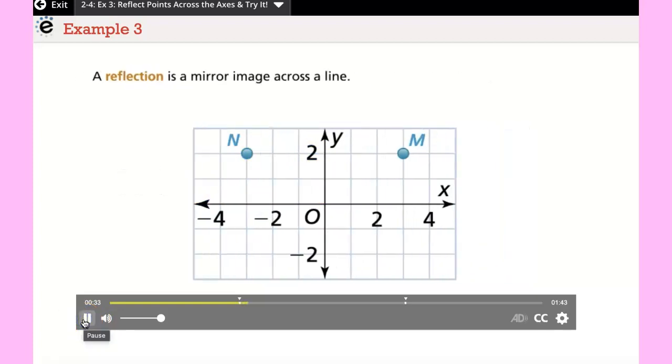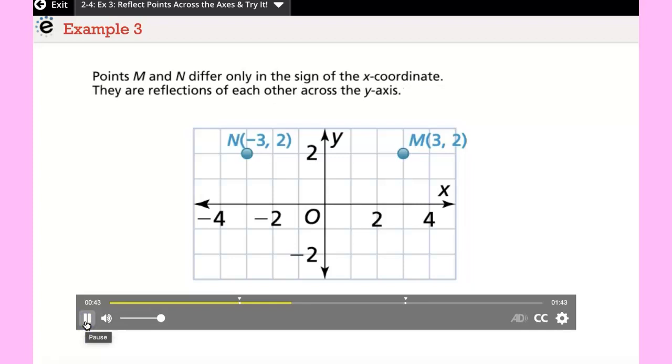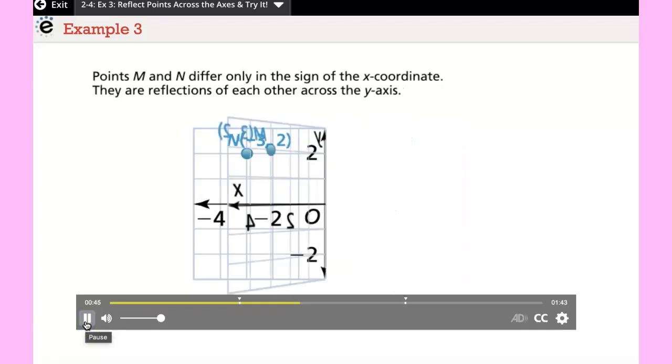A reflection is a mirror image across a line. Points M and N differ only in the sign of the x-coordinate. If you notice, it's only -3 and 3, but they are on the same y-coordinate, right? They lie on the same street. For example, if this is Nina's house and this is Mia's house, they are across from each other through the y-axis. They are reflections of each other across the y-axis.